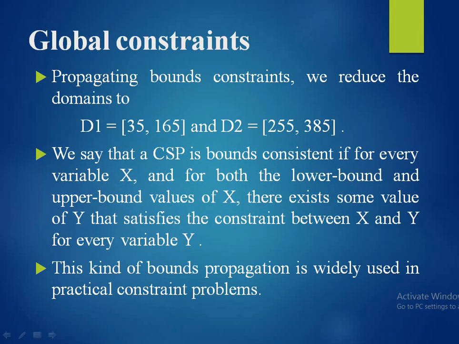We say that the CSP is bounds consistent if for every variable x, and for both the lower bound and upper bound values of x, there exists some value of y that satisfies the constraint between x and y for every variable y. This kind of bounds propagation is widely used in practical constraint problems.